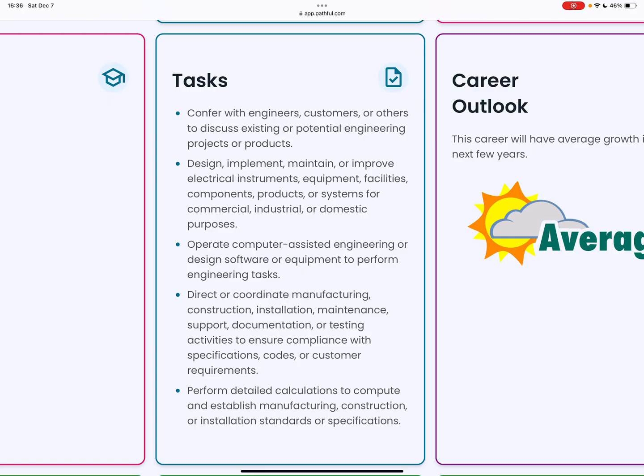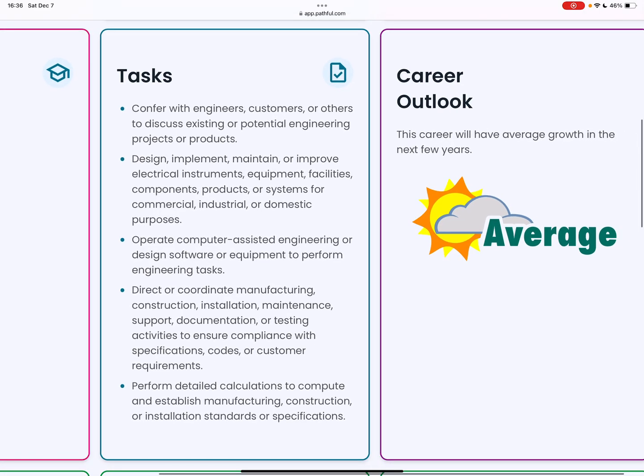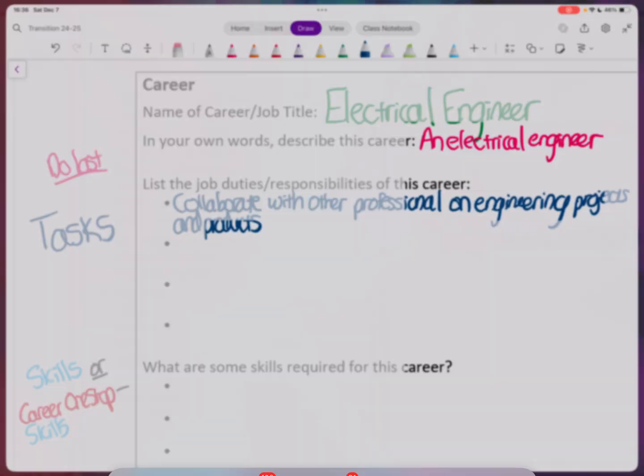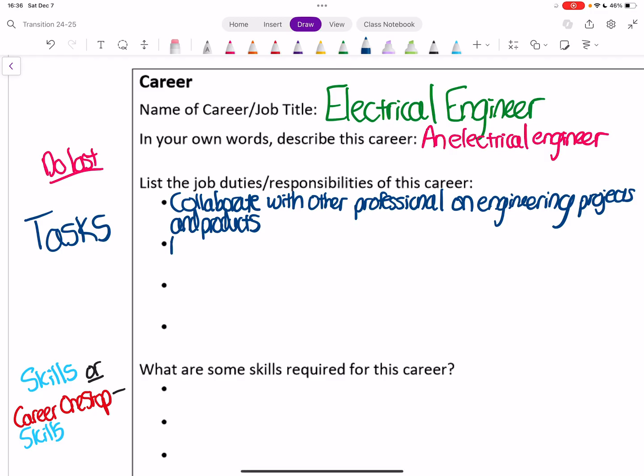So I'm going to summarize that particular task instead of writing all of that information, and just simply note that an electrical engineer will design, implement, maintain, or improve electrical engineering products. And depending on the project that an electrical engineer is working on at any given time, they may be doing any combination of those tasks.